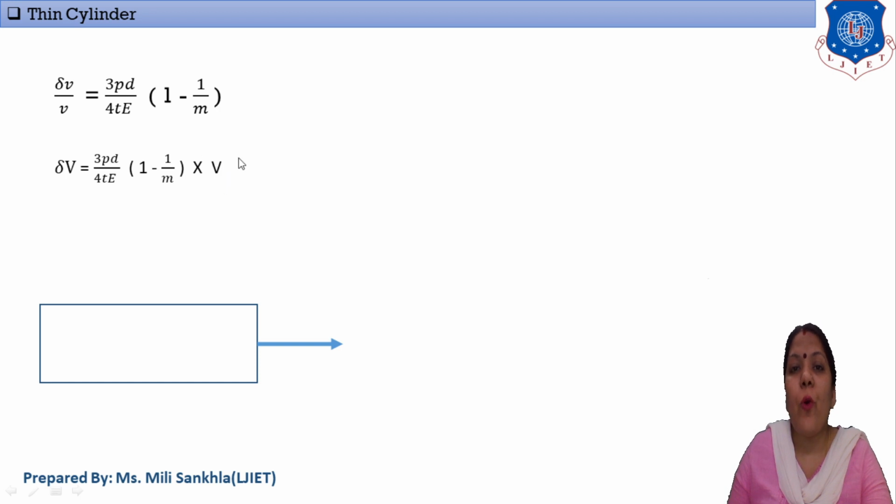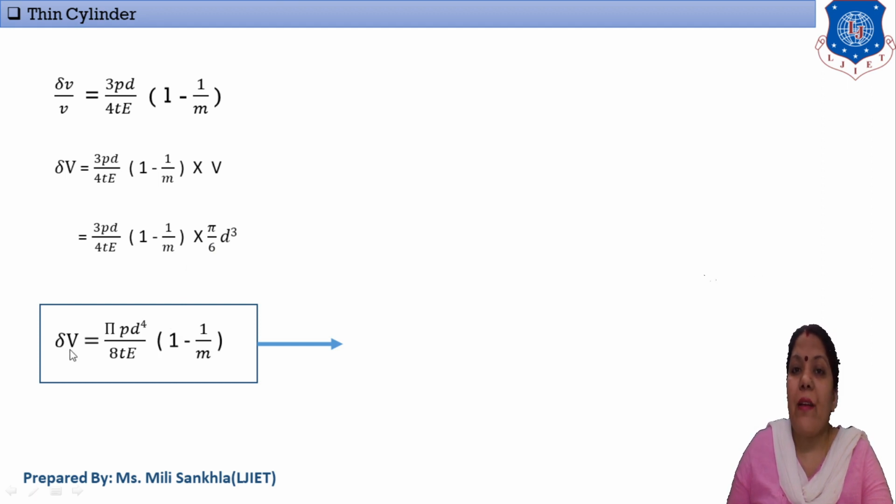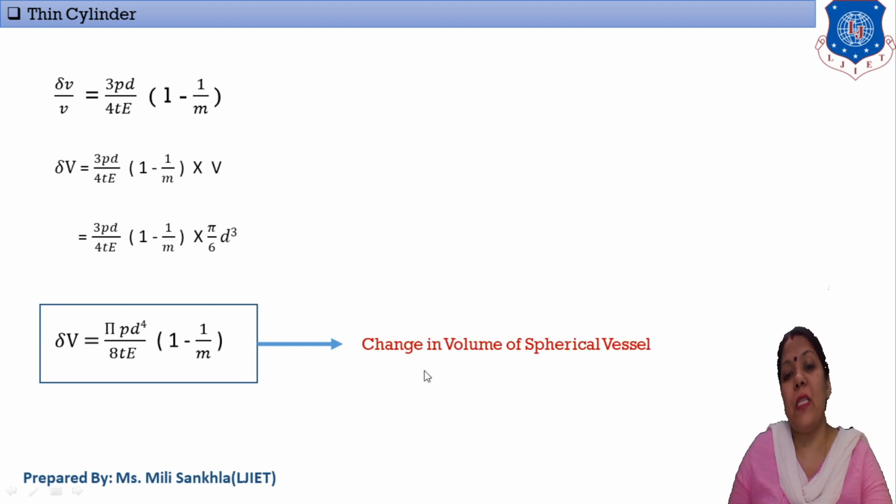Now what is the volume of this spherical vessel? That is pi by 6 d cube. Okay, write here 3 pd by 4tE into 1 minus 1 by m and pi by 6 d cube. Simple. Look at this: here 3 and 6 simplify, and pi by 8, then p common, d raised to 4. Okay, here our final derivation of change in volume for a spherical vessel is pi by 8 into p d raised to 4 by 8tE... into 1 minus 1 by m. This is the change in volume for a spherical vessel.